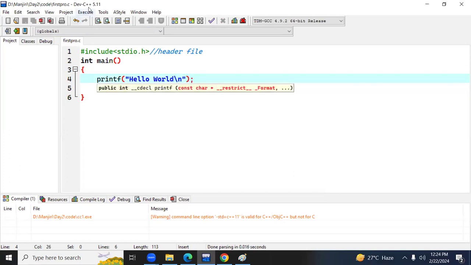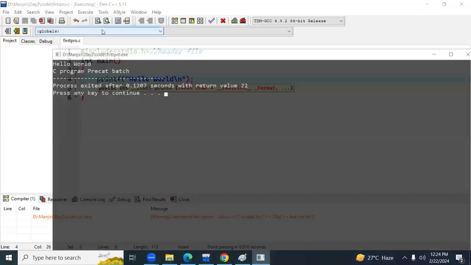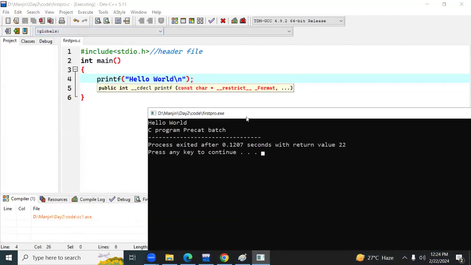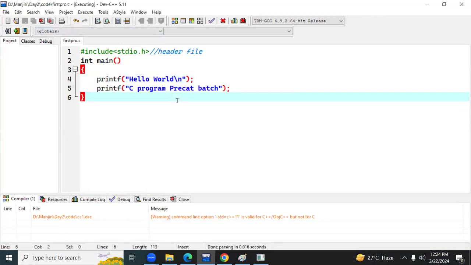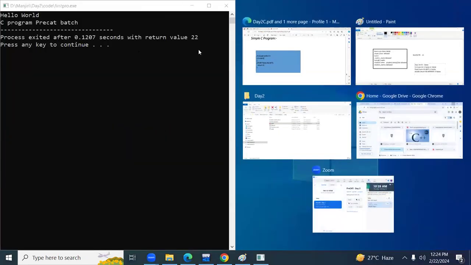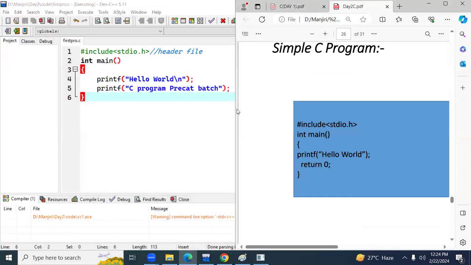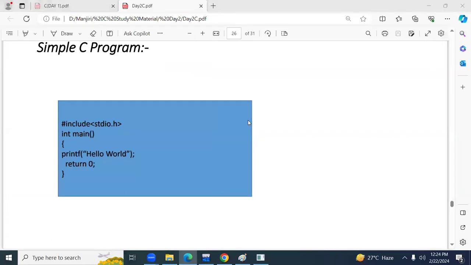I will show you what happens. Okay, and now run it. It is coming on the next line. Yes guys, \n is used for the new line. Is it coming? Yes. Is it clear to all of you? Now I'll just show you this one, and then I'll explain it so that you understand more precisely.